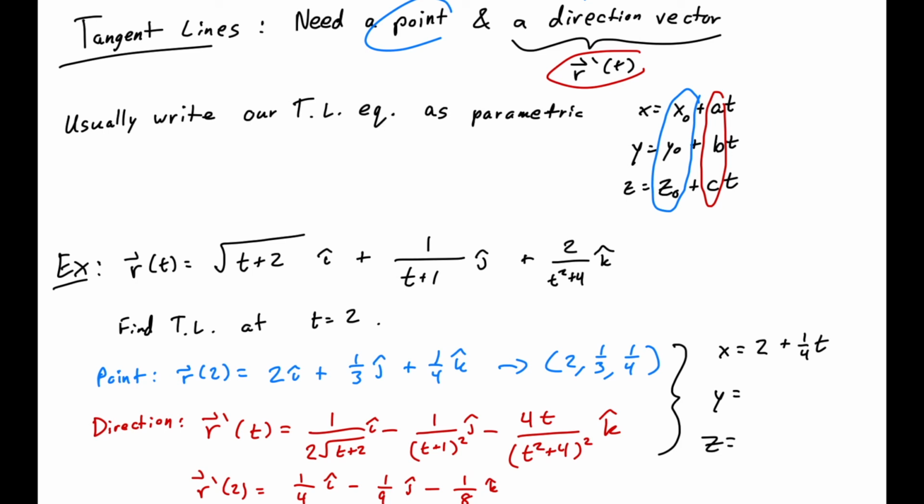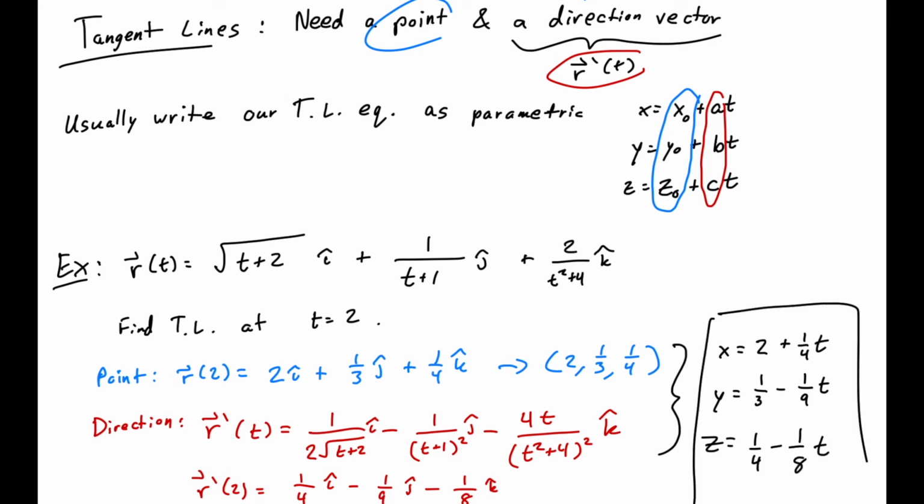y equals 1/3 minus 1/9 t. Did you forget that sign? It has to be negative. z equals 1/4 minus 1/8 t. And that's really all there is to it. It's not that bad, I would say. If you want more examples, I didn't do the one that was in the book, so you could look at the book's examples. You'll definitely get the hang of it as long as you review your derivative knowledge and try to shake off the dust.